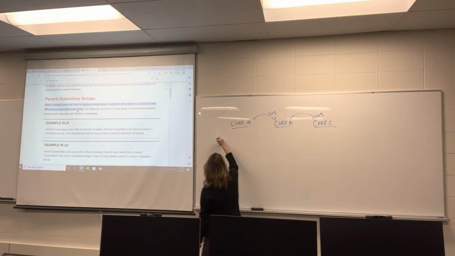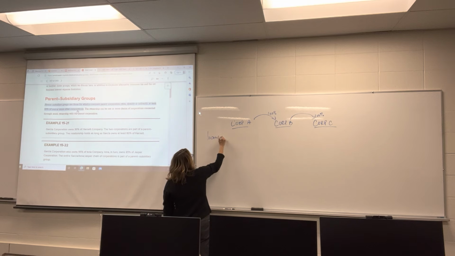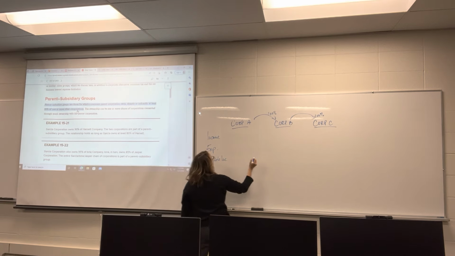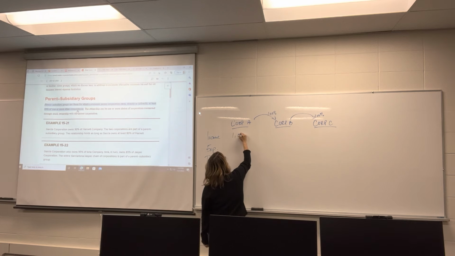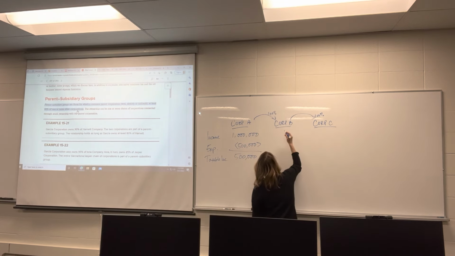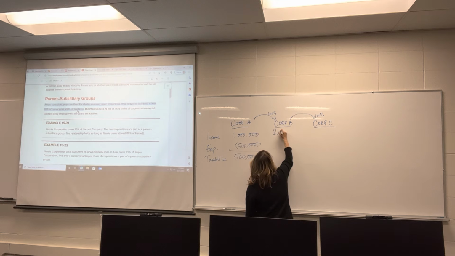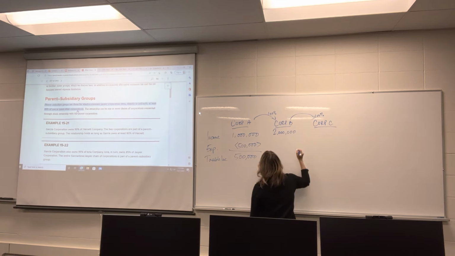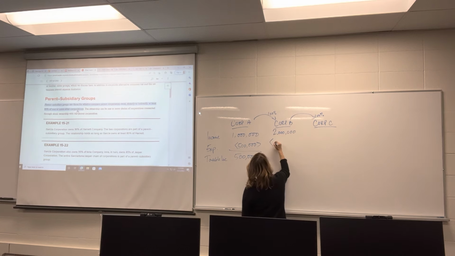So if we've got income and expenses, so taxable income, for Corp A, let's say their income was $1 million. Their expenses were $500,000. So their taxable income is $500,000. And then we've got Corp B over here that had $2 million of income, but they had big expenses of $2.5 million.